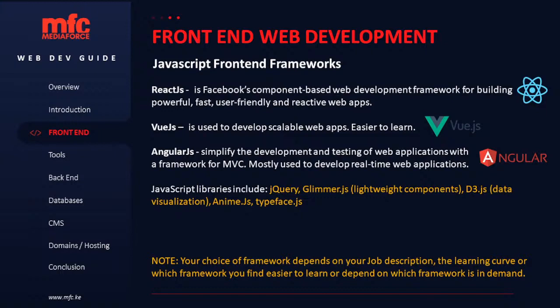And then I've mentioned there are other JavaScript libraries like jQuery, Glimmer, D3, mostly used for data. We have anime. If you want to include animations to your web page, you can use the anime library to help you build the animations a bit faster. There are several other libraries you can choose from, and that's up to you. If you want to learn more about that, then you can always search through the internet.